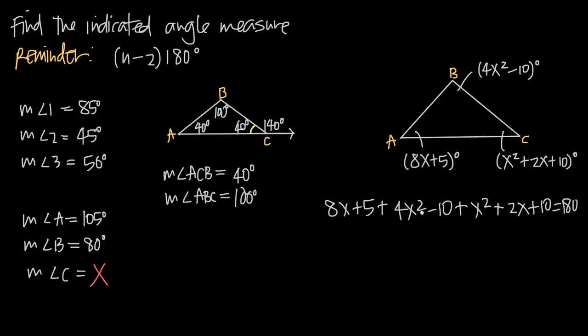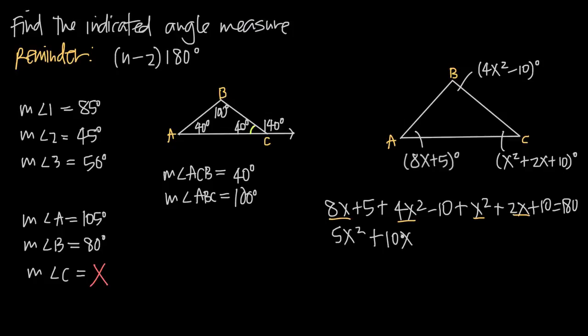So we're going to look at our x squared terms first. We have a 4x squared and an x squared here, so we're going to get a total of positive 5x squared, and that's going to take care of these two. Then if we look at our x terms, we have a positive 8x and a positive 2x, so we're going to get a positive 10x, and that'll take care of these two.